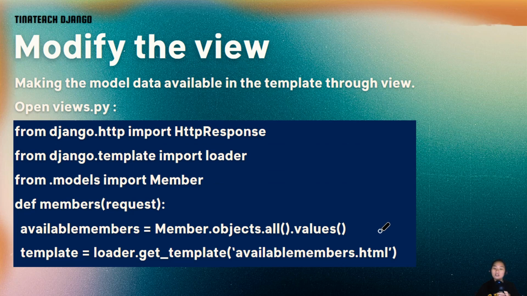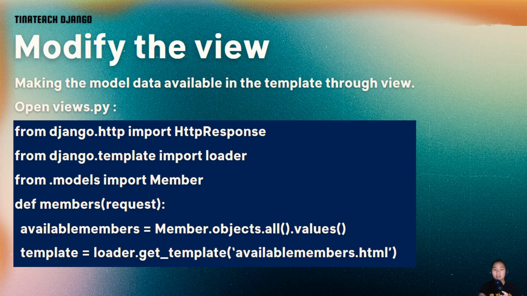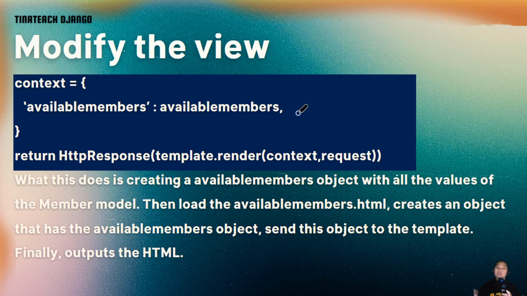Member.objects.all and values. Now, in previous lessons, this is the statement that we use when we want to have a whole view of what we've included in the database, right? So available members has all of the values that we currently have in our database. That's just what it means. Then template loader, get the template from this file, available members, from the file that we've made, this one. And then context available members is available members, return HttpResponse, render context, and request.